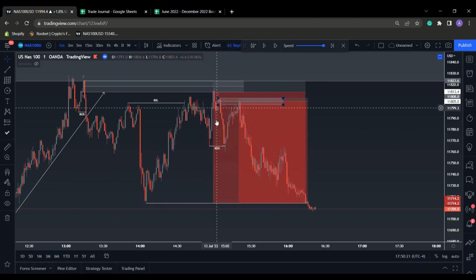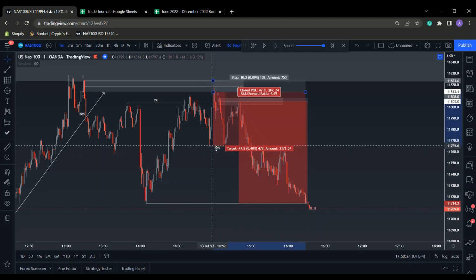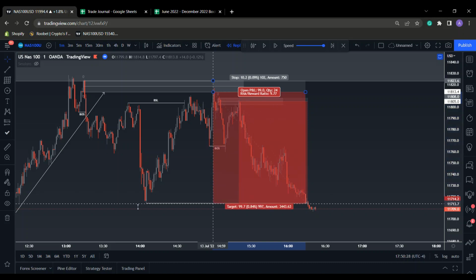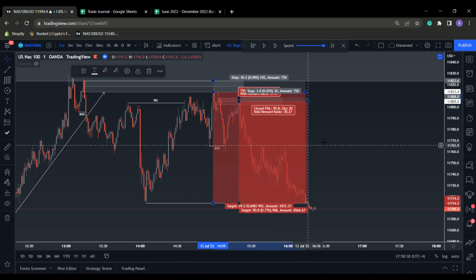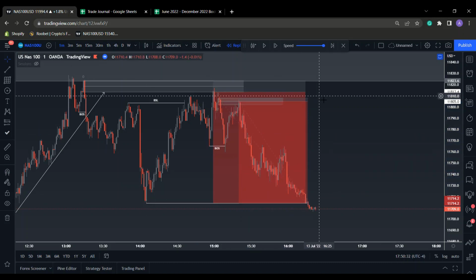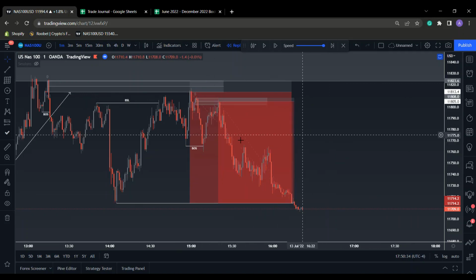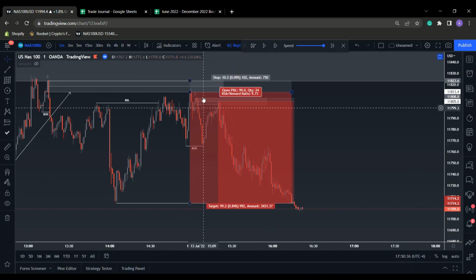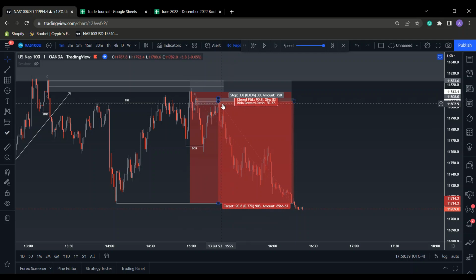You could have marked this one as a TP if you wanted. I would have been a 4.7R. A lot of people are okay with that. Me, I like a little bit higher, so I'd want 9R. And then we also had this second breaker structure right here coming back. Boom. Taps into the 50%, and look at this. If you would have taken this, it would have been a 30R.